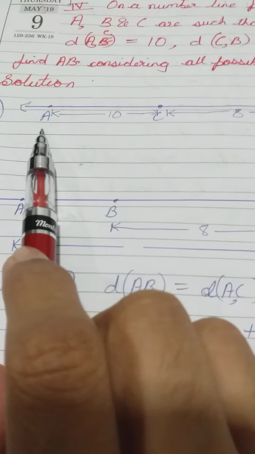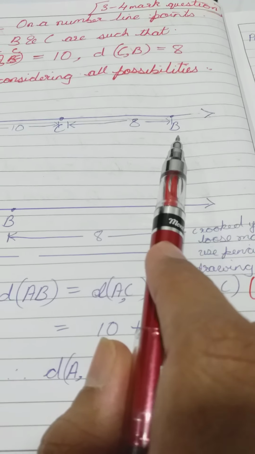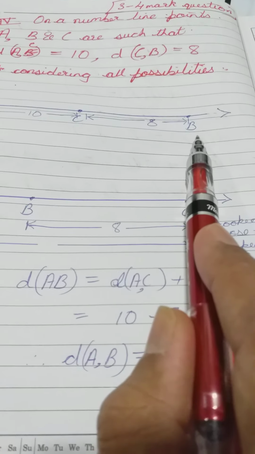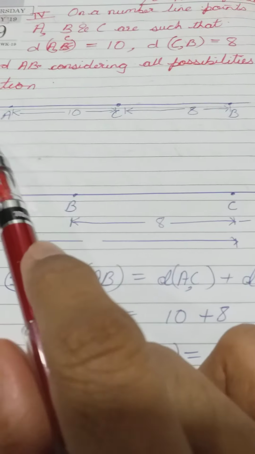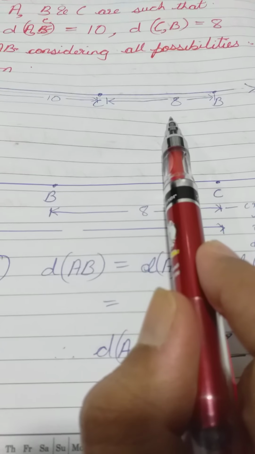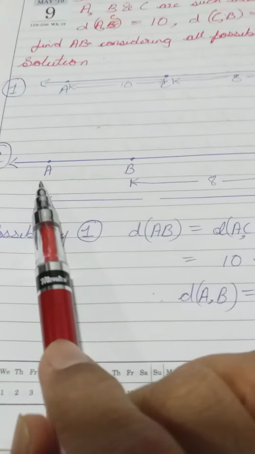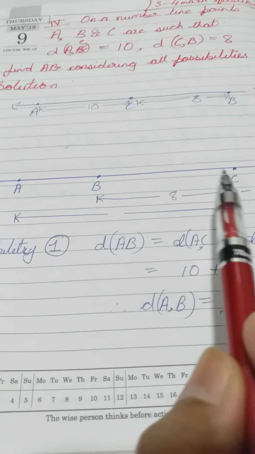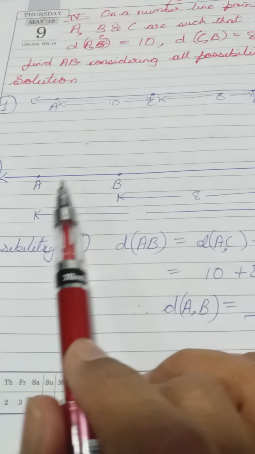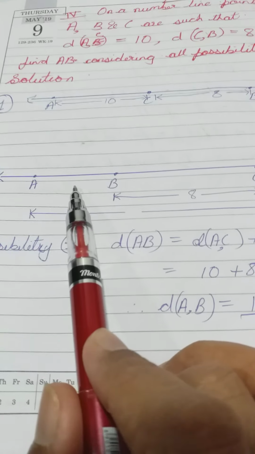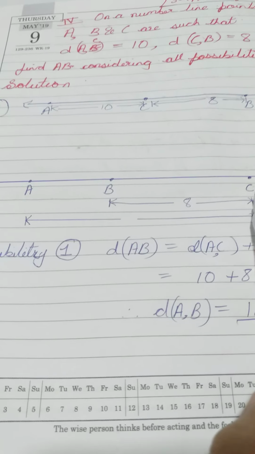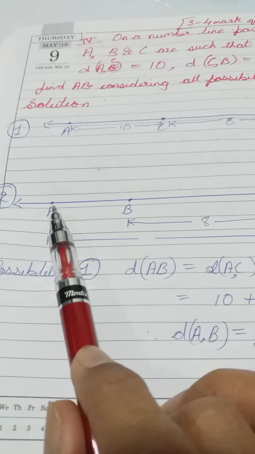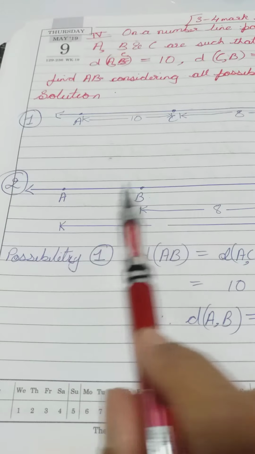Possibility 1, say it is line AB, where C is in between. So distance of AC is 10 and distance of CB is 8. So distance of AB will be 10 plus 8, that will be 18. Another possibility, this is distance AB where B is between A and C. Sorry, AC will be 10. AC is 10, so this distance is 10.